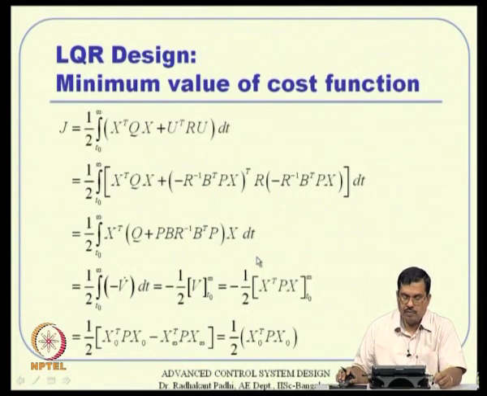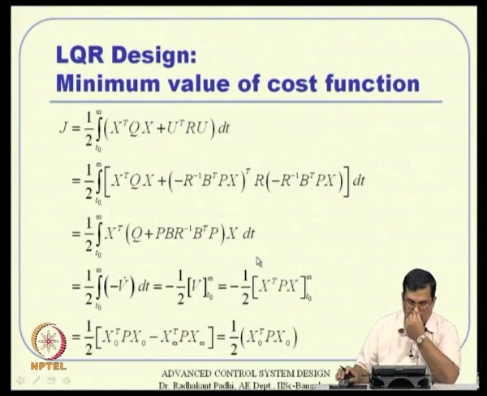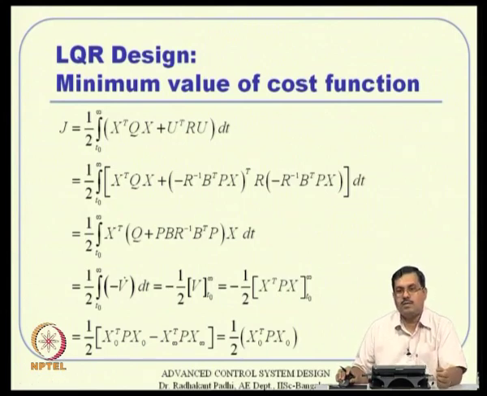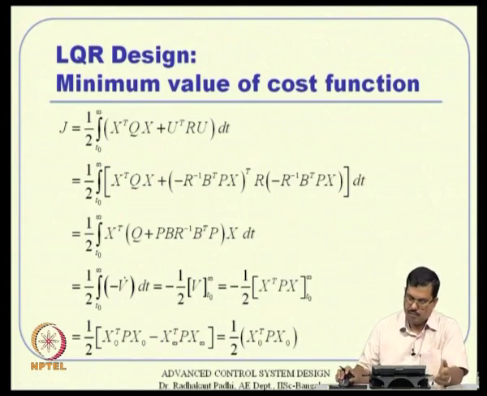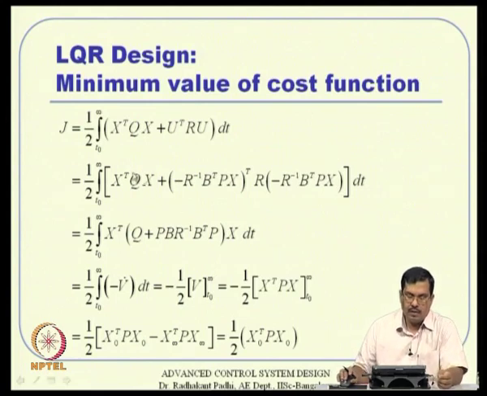Now, what about the minimum value of the cost function? Can we compute it a priori as a cross checking of our result? It may serve as a verification tool. So, let us analyze this cost function. J is nothing but the integral from T0 to infinity of this quadratic term, and then U is nothing but minus R inverse B transpose P x. So, we can substitute U that way and then the transpose there, and then expand this transpose.